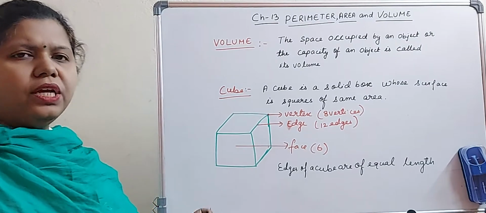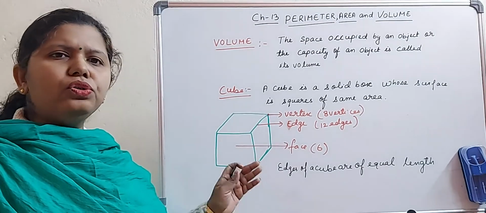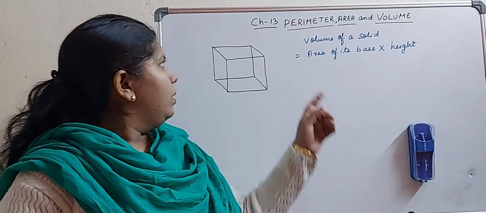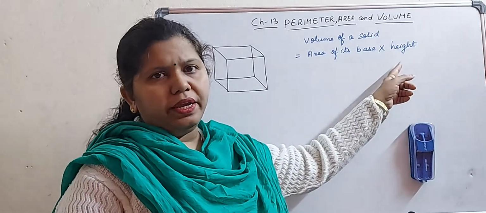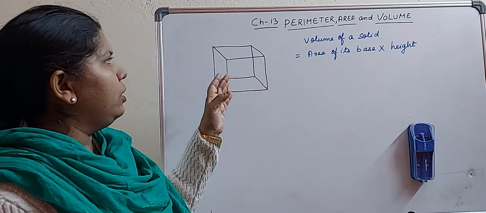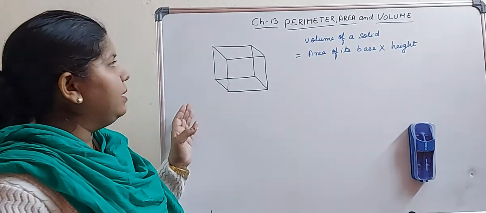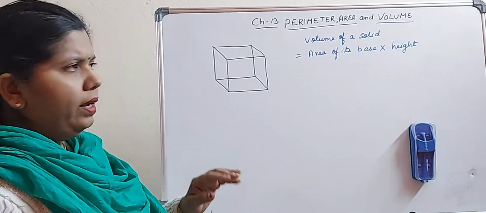Now, how to take out the volume of this cube? First, let me tell you how to take out the volume of any solid object. Volume of a solid object is area of its base into height. In case of a cube, we have all its sides or edges as equal.